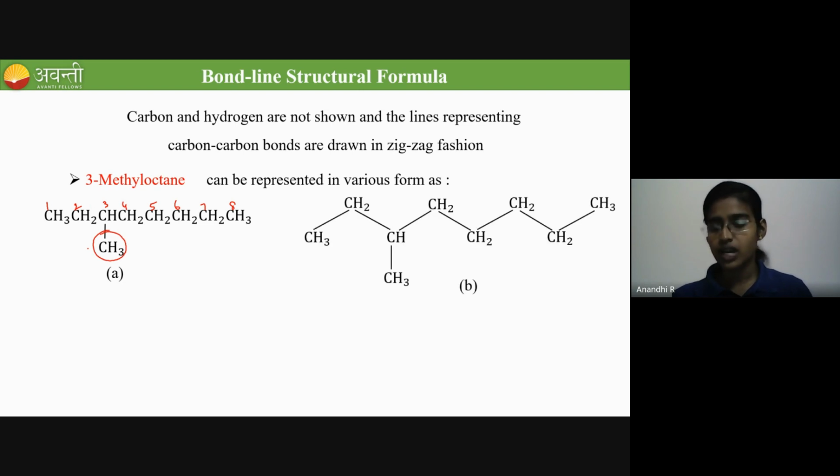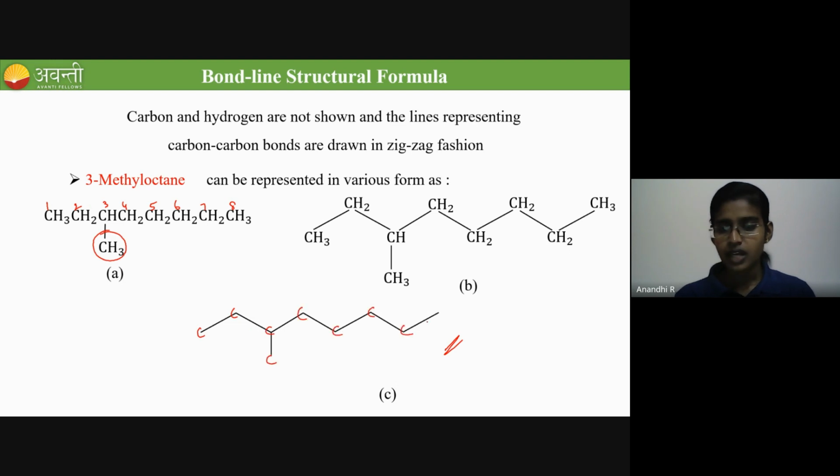This is also a kind of condensed or complete structure. But instead of writing the CH3, CH2 and all, you can write the zigzag lines like this. So this is the bond line structure, where all the edges are occupied by carbon, and each carbon should have 4 bonds around it, right?